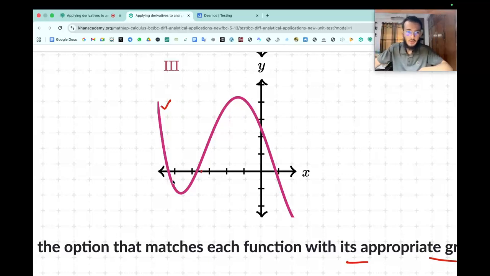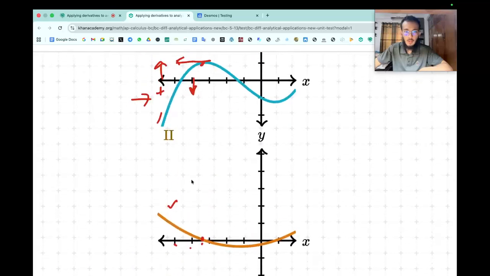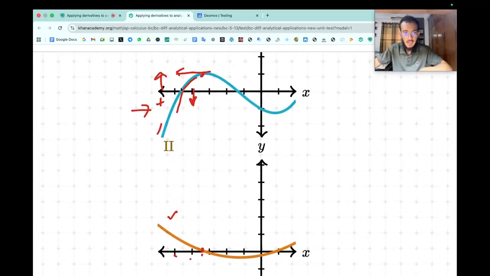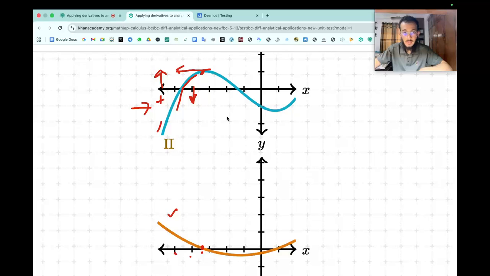Also, you have a turning point here. It shouldn't be below the x-axis before this point, because it is positive entirely. So this doesn't match actually. This matches as the derivative of this function. Let's see whether it is consistent up until this point or not.